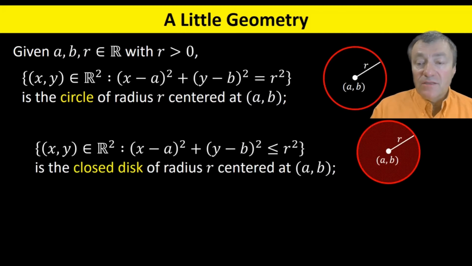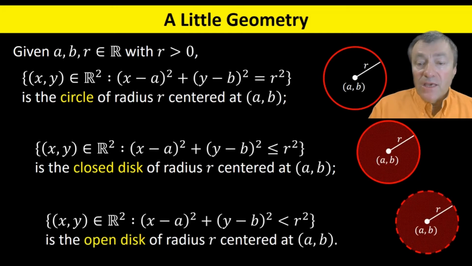When we talk about the set of points at distance at most r from the center, we don't get a circle, we get a closed disk. So this is like putting a leash on our points and seeing how far they can go. If we take the set of points at distance less than r from the center, we instead get the open disk of radius r, centered at (a, b).